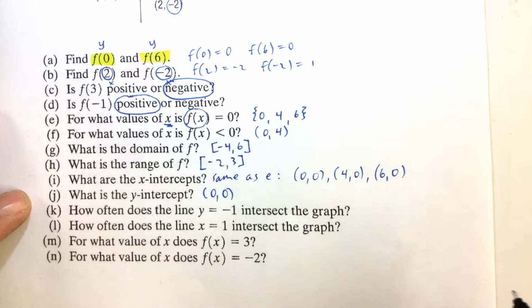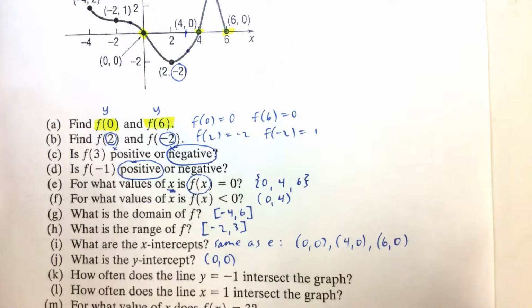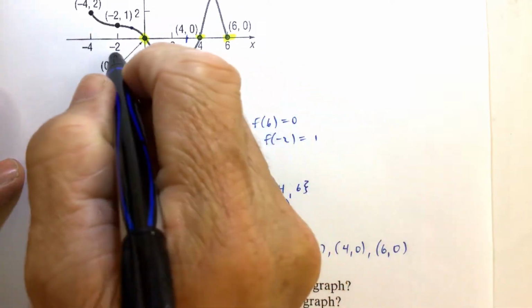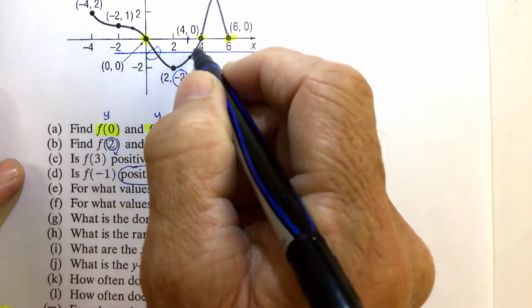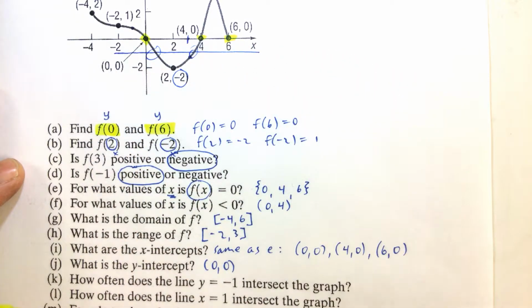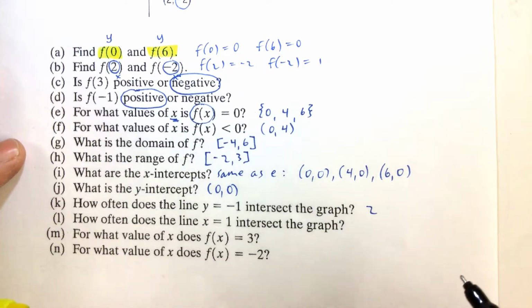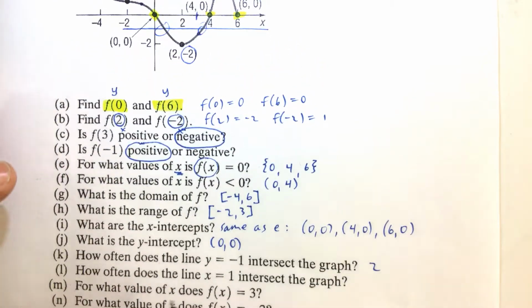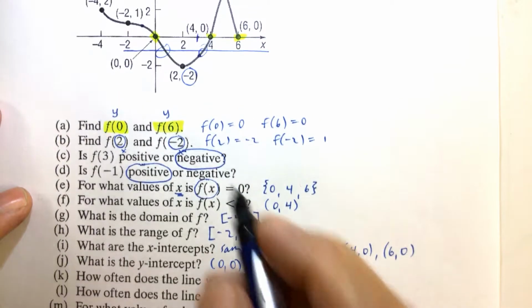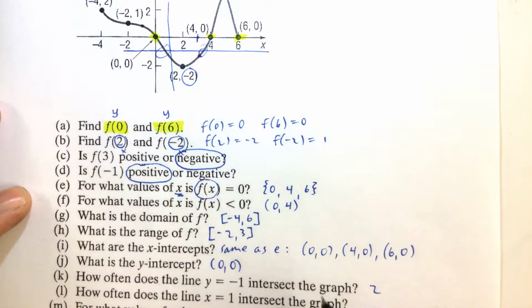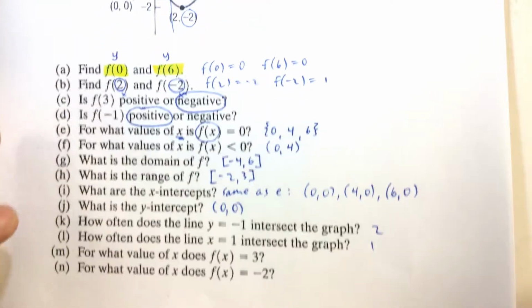How often does the line y equals -1 intersect the graph? Well, you can draw the line y equals -1 as long as you understand it's a horizontal line. You can see that it intersects the graph twice. How often does the line x equals 1 intersect the graph? Well, x equals 1 is a vertical line, so it intersects the graph at one spot.